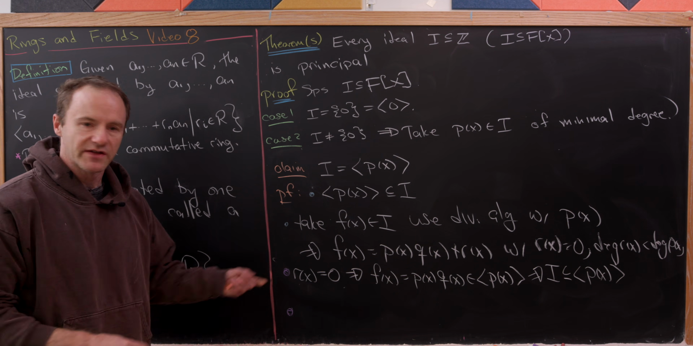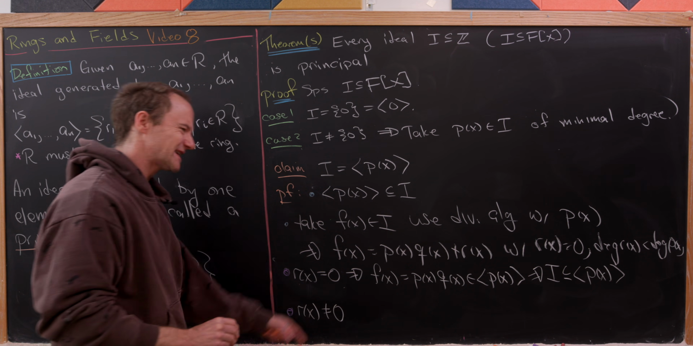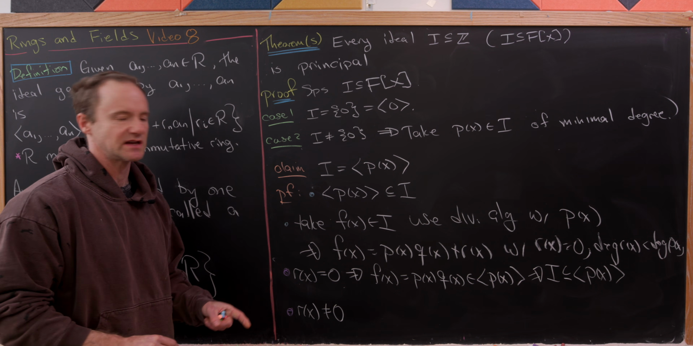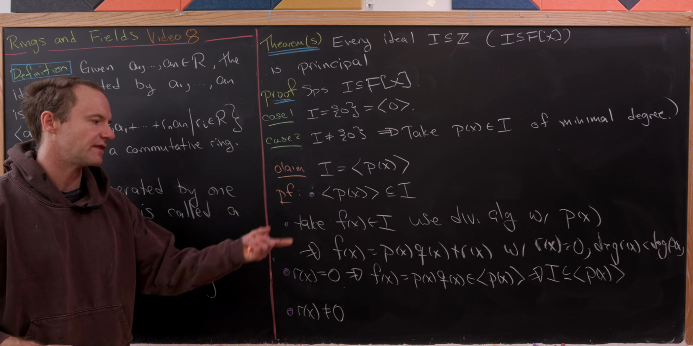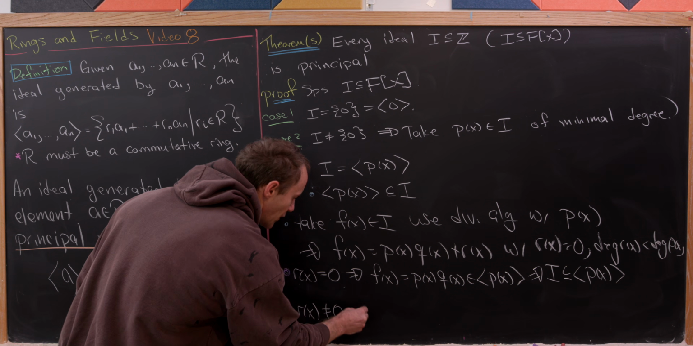But now what's the other case? The other case would be r of x is not 0. And I guess we can't really say that subset relationship until we really finish this thing off. I guess we jumped the gun there, but that's okay. So let's say r of x is not 0. But then what do we have?